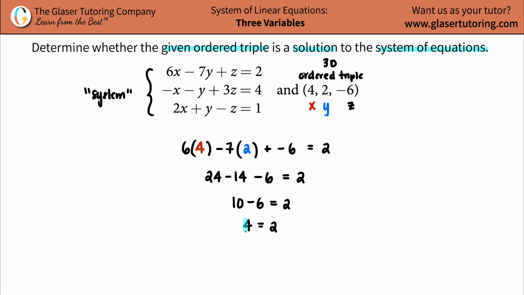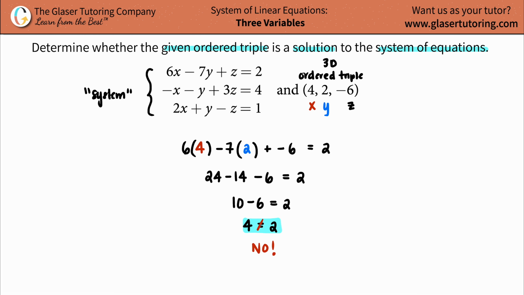And right off the bat, which is really beautiful, this is a big fat no. This doesn't make any sense. 4 does not equal 2. I can just triple check on that, right? 6 times 4 is 24. Minus 7 times 2, so that's minus 14. Plus a -6, I just want to make sure that I put all the numbers in right. Yep, a 4 and a 2 and a -6, that equals 2. 24 minus 14 minus 6 equals 2. 10 minus 6, because 24 minus 14 is a 10.